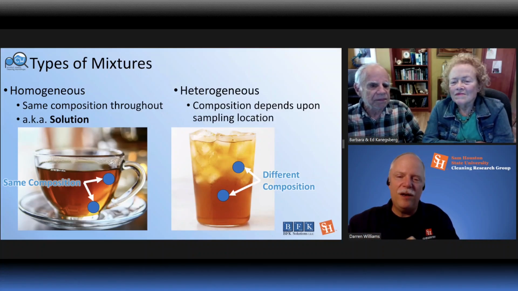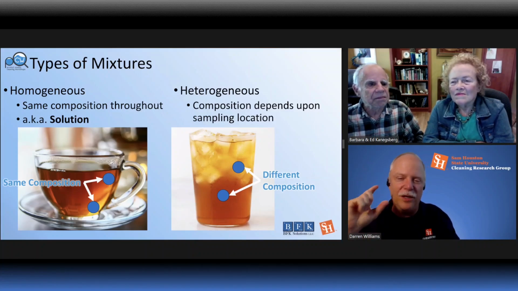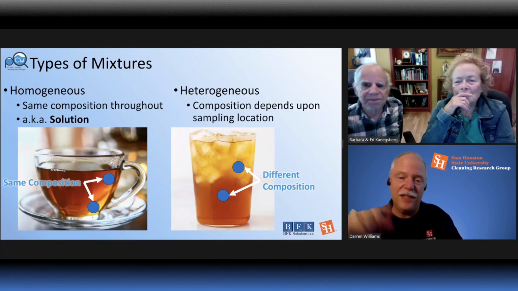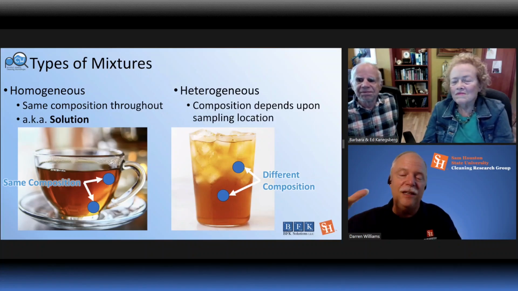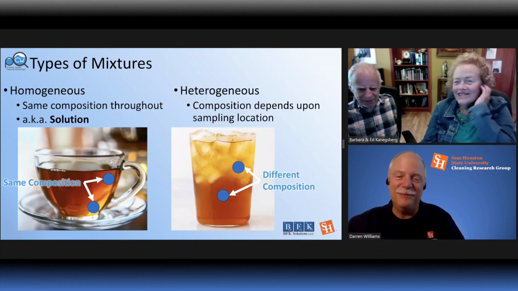And the way we think about homogeneous mixtures is if you sample it at the top or sample it at the bottom, you get the same ratio of the different components. Whereas in iced tea, that's heterogeneous, because if you sample at the top, you get a cube of ice. If you sample at the bottom, you get tea. Or if you're down here in Texas and you've got a layer of sugar at the bottom, you sample at the very bottom and you get mostly sugar. So that would be a heterogeneous mixture.